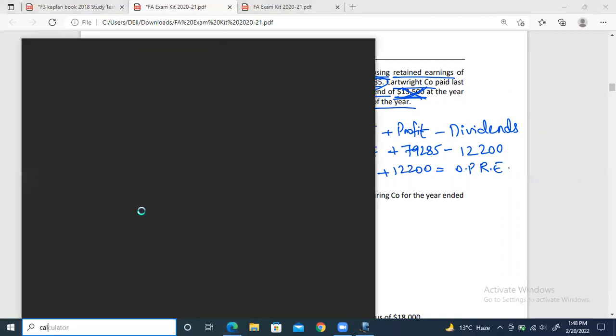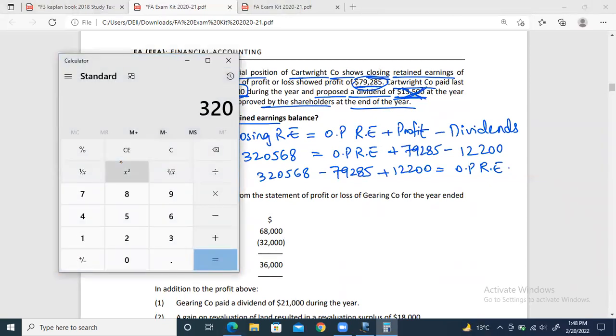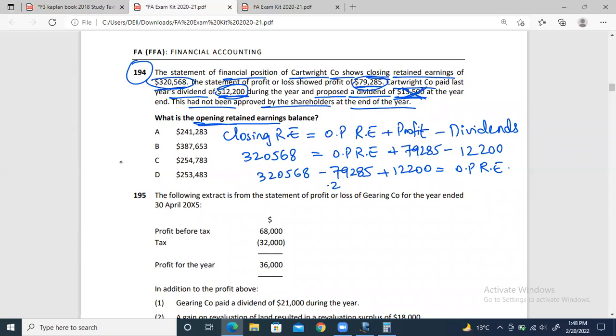Now let's calculate this. Just a second. So 320,568 minus 79285, right? And plus 12,200. So the answer is 253,483.